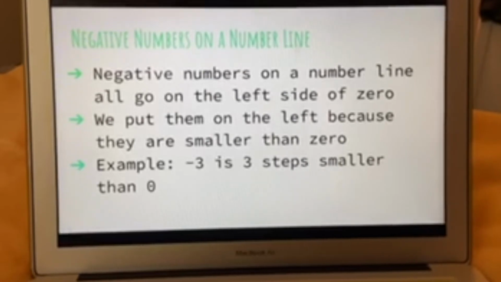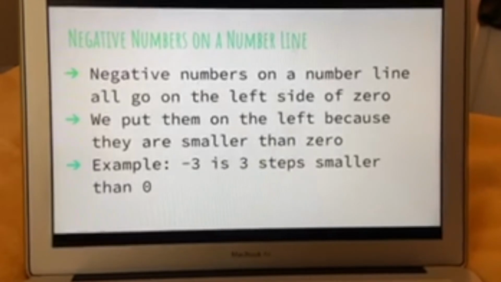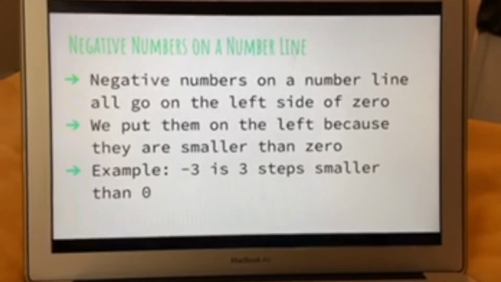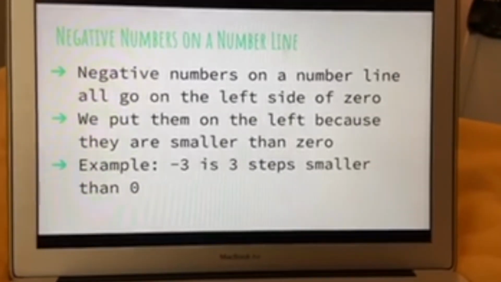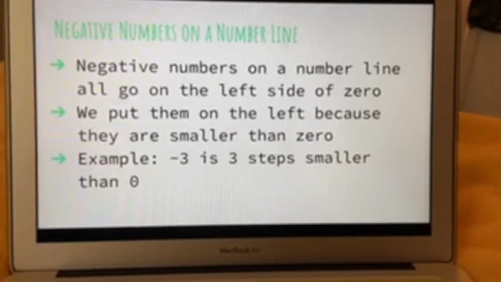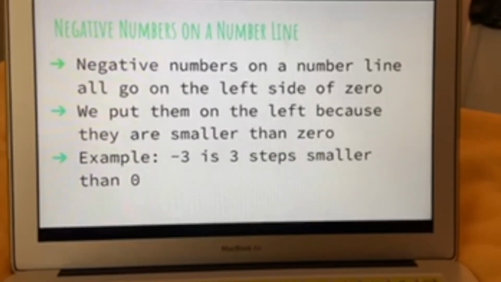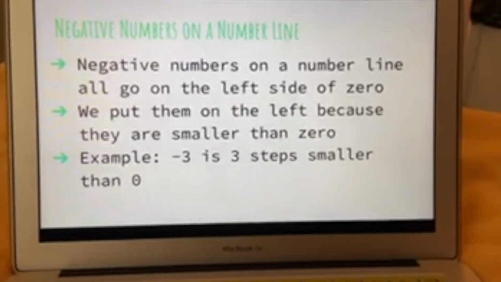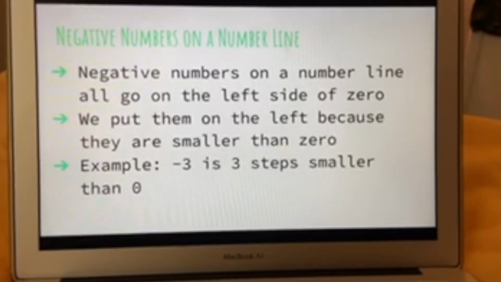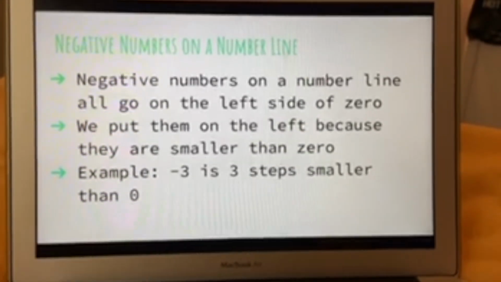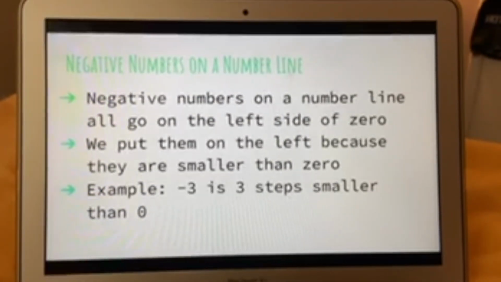So if we start with 0 in the middle and we want to count to -3, we would have to count left. So let's start at 0, go over the left one, which would be -1, go over the left another, which would be -2, and then go over the left again, which would be -3. -3 is 3 steps smaller than 0. The bigger you get with negative numbers, the smaller it is from 0.